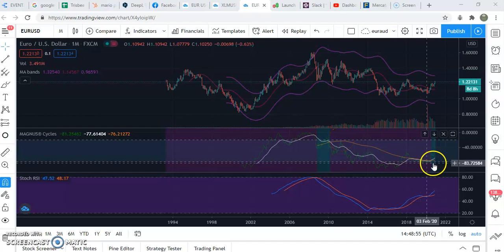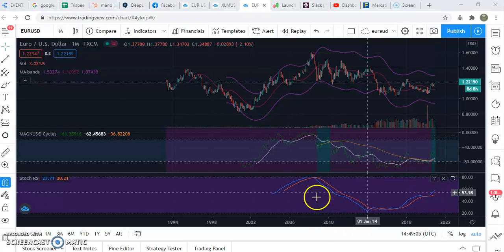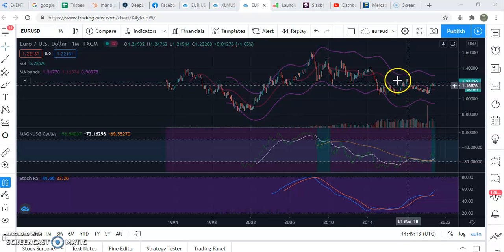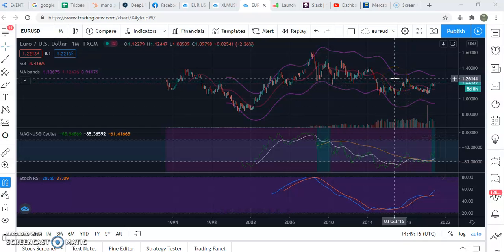Most importantly, we see the white curve crossing above the orange one, which most probably means a new long-term cycle has started. We retrieve the same confirmation also from the analysis of the stochastic RSI. Now, in terms of price action, we have a very first resistance at 1.25.